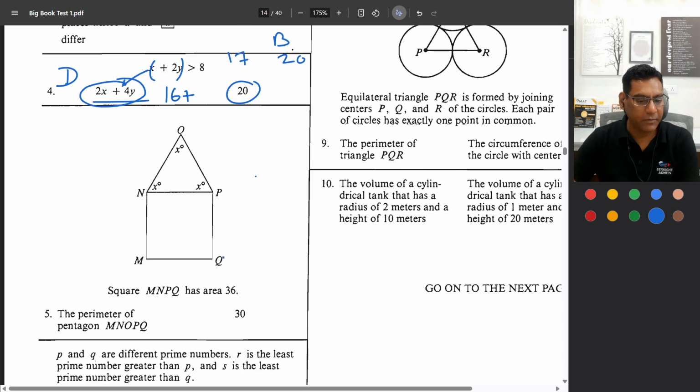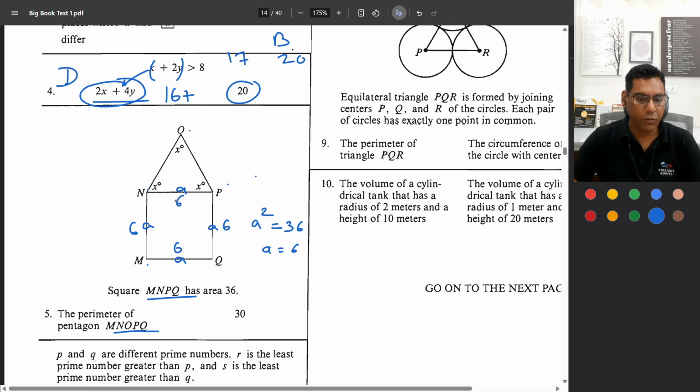Question number 5. Perimeter of pentagon MNOPQ. MNPQ is a square of area 36. Let's say the sides are all A. The area is 36. That means A squared, that's the area, right? A squared would be 36. Then A has to be 6. So this is all 6, 6, 6, 6.